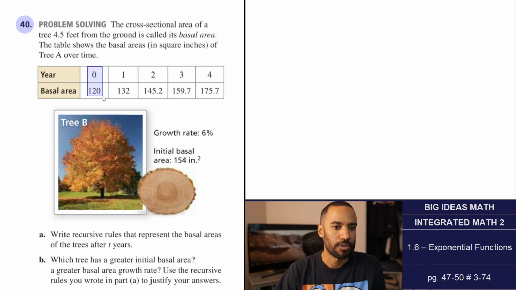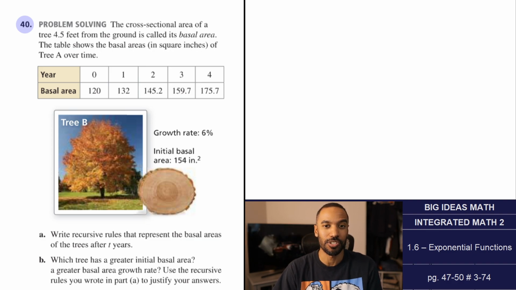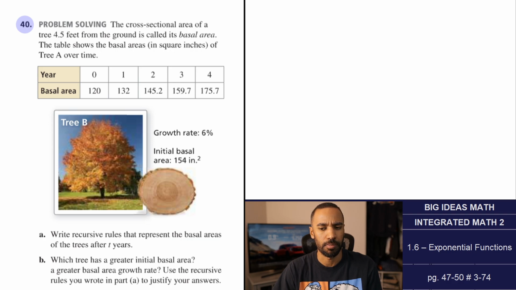So year 0, 120. Are these in inches? Wait, hold on. What are they? Square inches. 120 square inches starting in year 0. And then year 1, 132 square inches. It keeps moseying along. You can tell these are exponential. We want to find out what its multiple is. Oh, they tell us. I wanted to show you how to get it. The growth rate is 6%. If you didn't know how, if you had to get that yourself, what would you do? Divide a number by the one before it. 132 over 120, for example. Now, this might not be a perfect value. Actually, that should be.